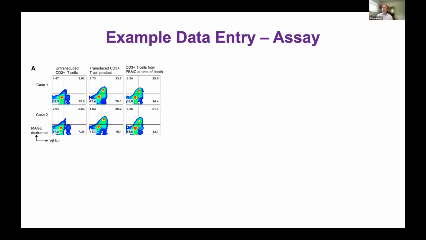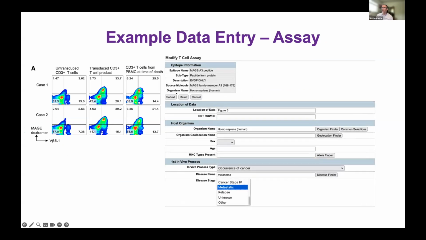And now let's look at an example of an assay data entry. So here's an example figure from our paper. It's a dextramer assay. And here's a screenshot of the modified T cell assay screen. The assays are broken up into T cells, B cells, and MHC binding assays because they each have some unique fields specific to that assay type. But there are several common fields in all of them.